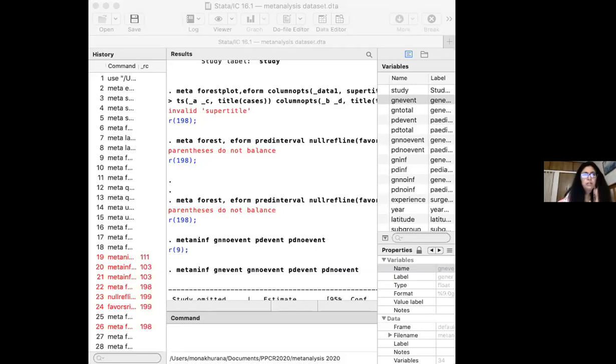Okay. So it shows the GN event, which is the number of events, and there's a total number of participants in the general surgeon group. Then you have the pediatric surgeon number of events, wound infection, and total. Then you can also subtract to get the patients who did not have wound infection in each group. Since we know we can have multiple outcomes in meta-analysis, this is another event. I've called it GN infection. This is PD infection. This is no infection. So you can have different outcomes. Then you can have variables like experience.